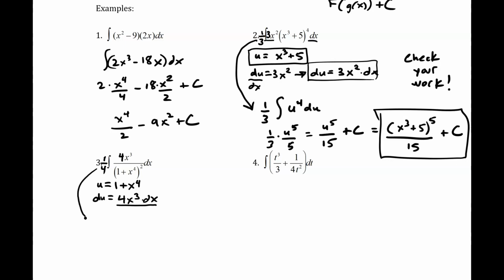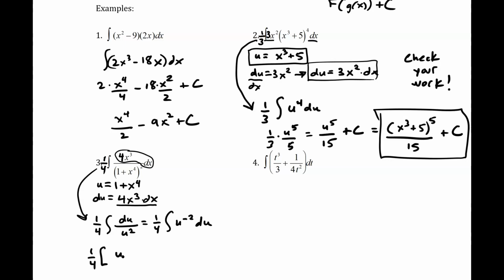So this problem becomes 1/4 times the antiderivative of, let's see, 4x cubed dx. That is all my du. And then 1 plus x to the fourth is u. So we have du over u squared. Or what this is, 1/4 times the antiderivative of u to the negative 2 du. Now we can use the power rule. This is an easy antiderivative. So I say 1/4 times the antiderivative of u to the negative 2.